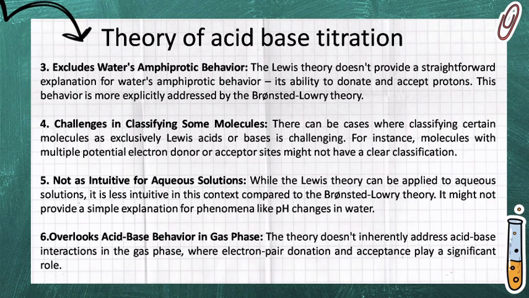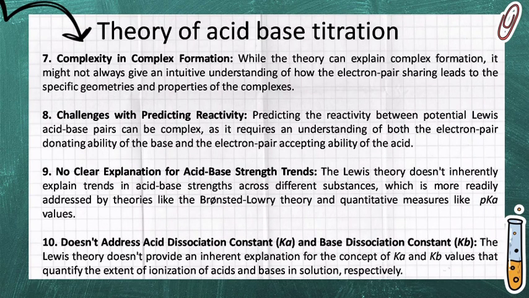Sixth, overlooks acid-base behavior in gas phase. The theory doesn't inherently address acid-base interactions in the gas phase, where electron pair donation and acceptance play a significant role. Seventh, complexity in complex formation. While the theory can explain complex formation, it might not always give an intuitive understanding of how the electron pair sharing leads to the specific geometries and properties of the complexes.